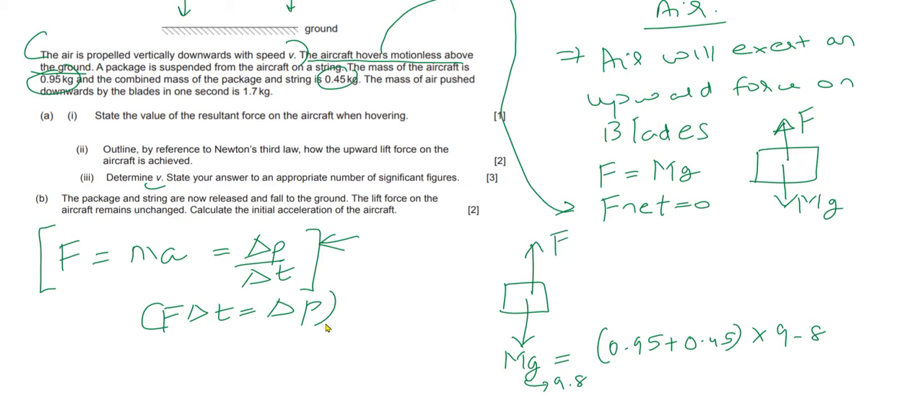Now as we have already deduced that the net force is equal to 0, this force F, which is the force the air is exerting on the blades, let me write that F air. So this F air will be equal to this, isn't it? So just solve for this. Tell me what is this value, 0.95 plus 0.45 multiplied by 9.8.